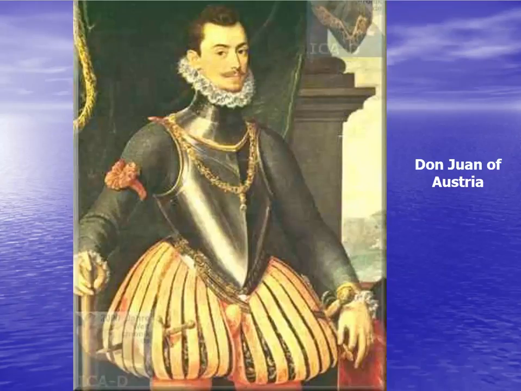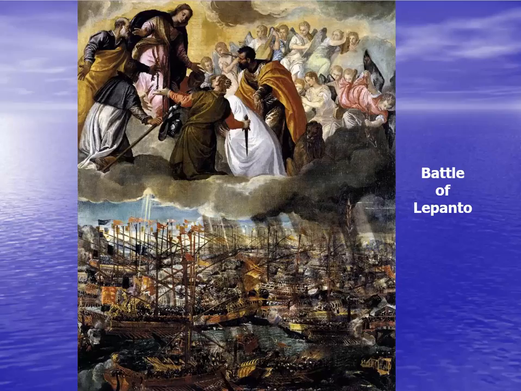1571, Don Juan of Austria, who was Philip II's illegitimate brother, led a holy league of Spain, Venice, and the Pope, and this defeated the Turks. This was the largest naval battle in the 16th century. It's known as the Battle of Lepanto, because the Spanish and Austrian fleet engages Ali Pasha's fleet of the Ottoman Empire off Lepanto in the Gulf of Corinth, which is near Greece.